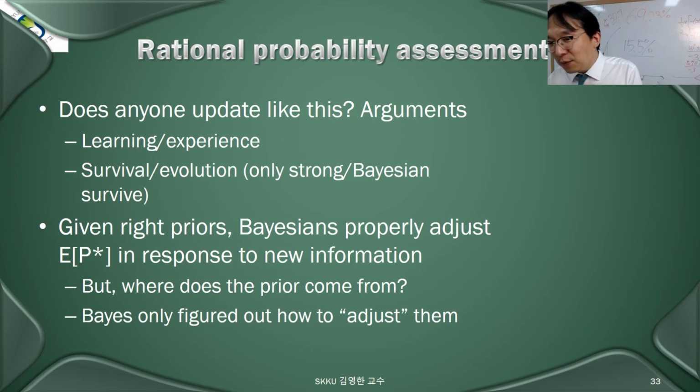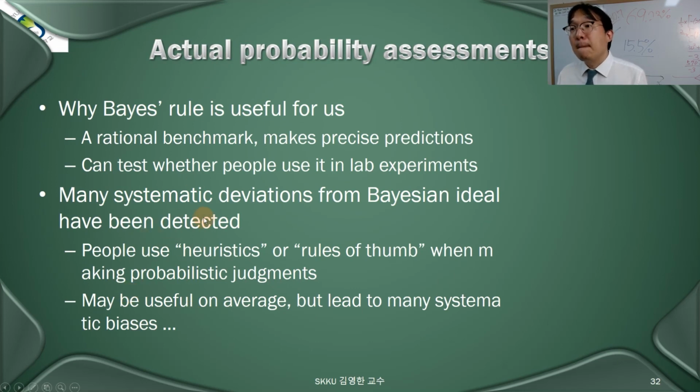Anyway, survival and evolution kind of things. This also follows Bayesian updating in biology. Given the right priors, Bayesian updating properly adjusts the true value in response to new information. But there are several things that we need to question ourselves, right? First of all, going back to our previous slide, there are many systematic deviations from the Bayesian ideal that we have discovered so far. People use more heuristics or rules of thumb when making probabilistic judgments, right?